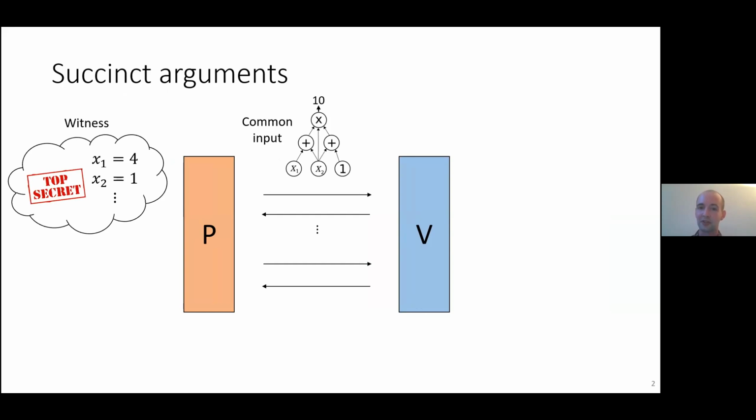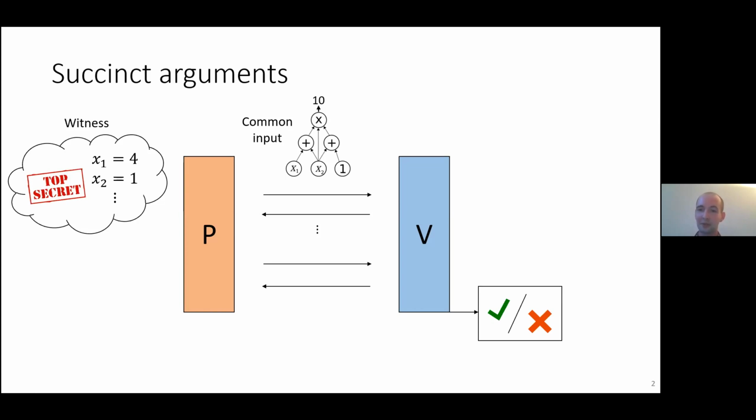Obviously the prover and the verifier are going to interact and exchange various messages. At the end of the interaction, if the verifier was convinced that the prover was really telling the truth and we've got a true statement, then the verifier is going to accept, and otherwise reject.